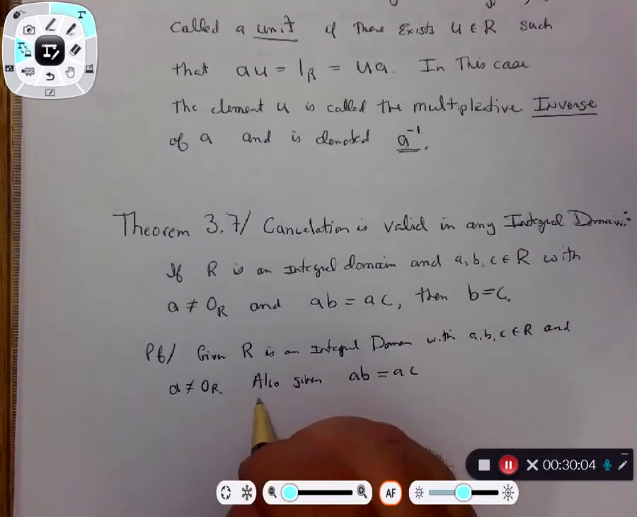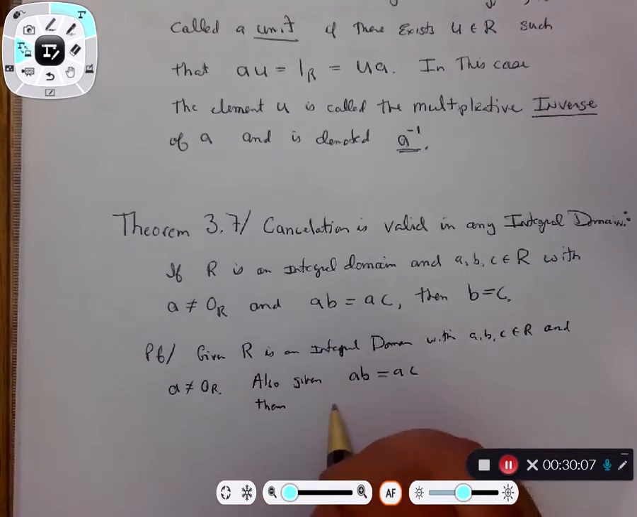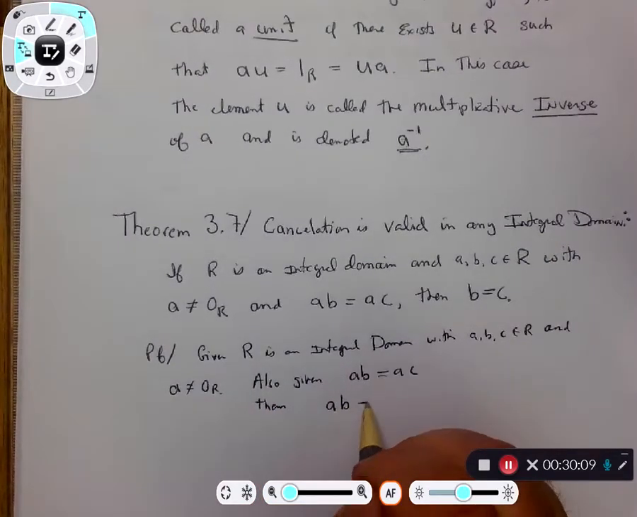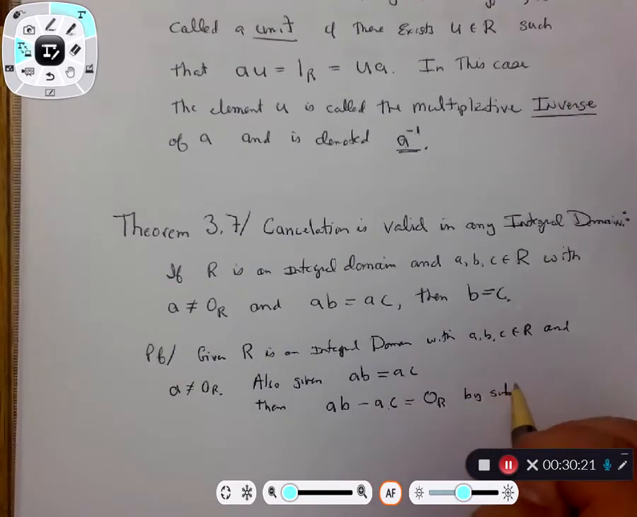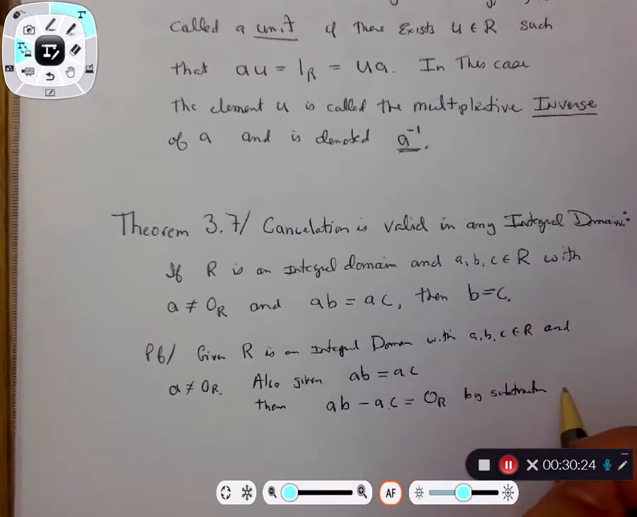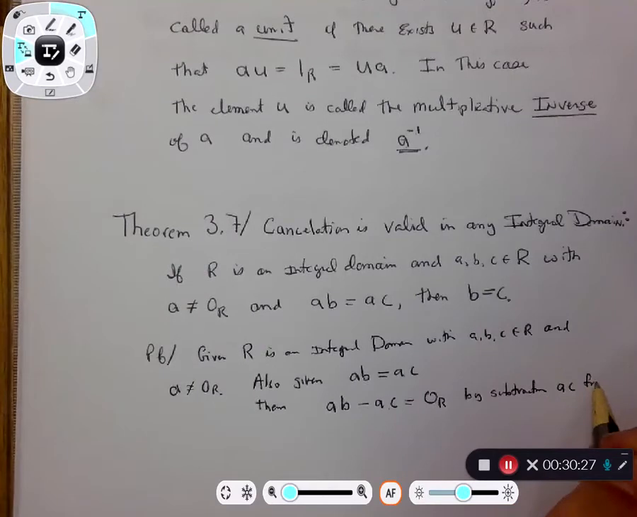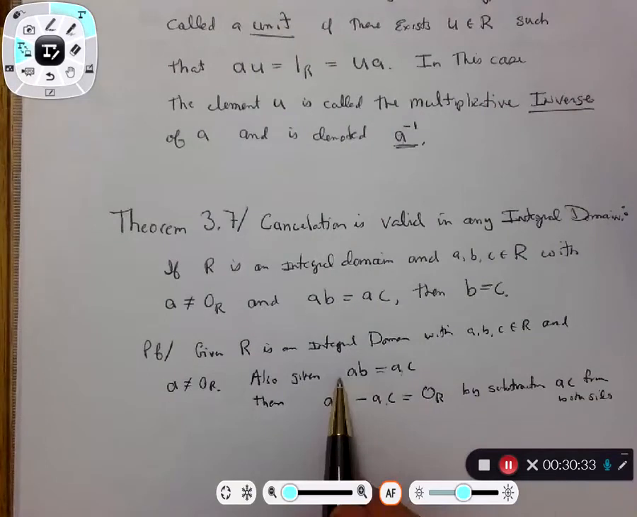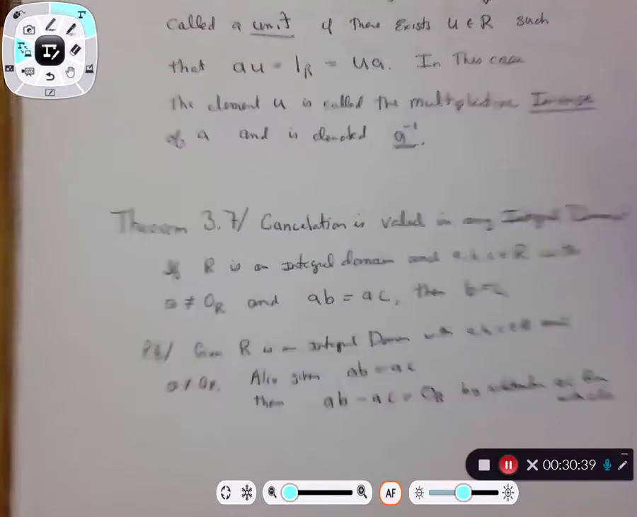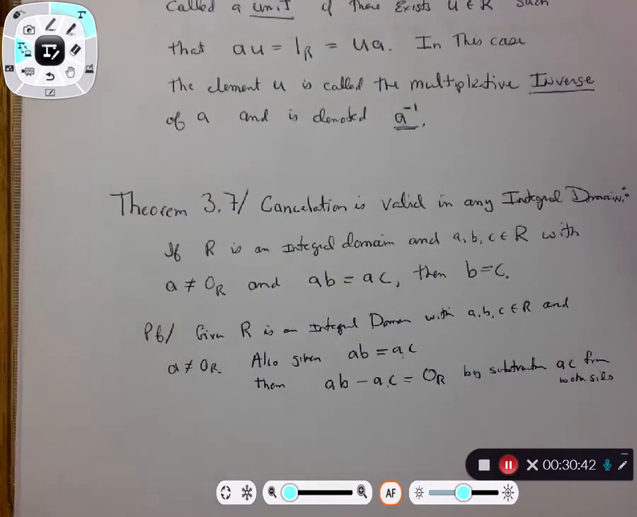Now I'm going to put this in paragraph form here. Then A times B minus A times C would be equal to the zero element of R. And what did you do to go from this step to this step? By subtraction, which is perfectly legal in a ring, by subtracting AC from both sides. So if I subtract AC from the left and right, AC minus AC is 0. AB minus AC is what we have over here on the left. And remember, we're in rings, and so we've got all those wonderful 8 properties of rings.